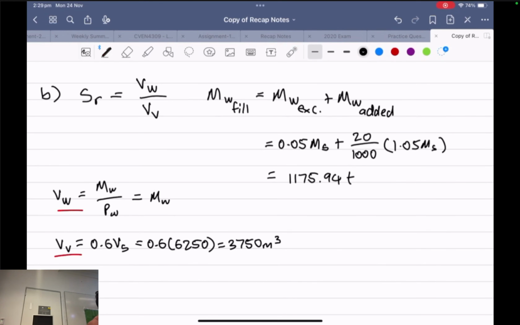So now we have both the components we need for SR. We can find SR. SR is equal to volume of water divided by volume of void, which is equal to 0.314, which is equal to 31.4%. So that's part B.